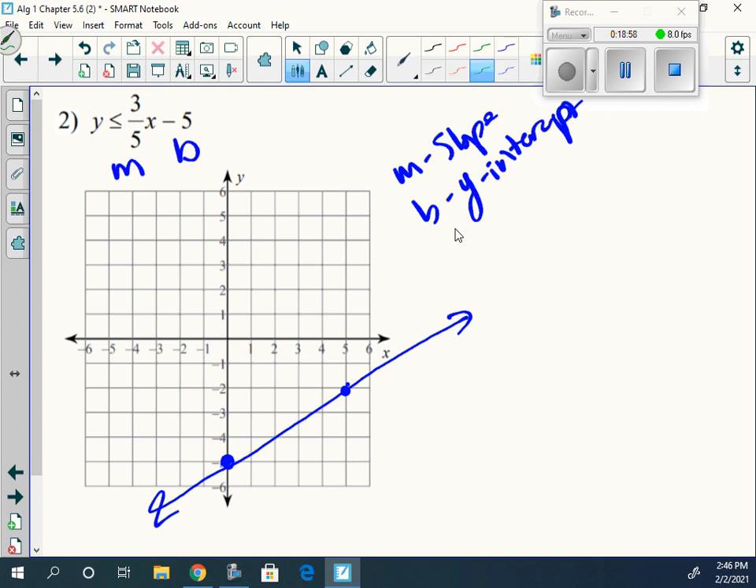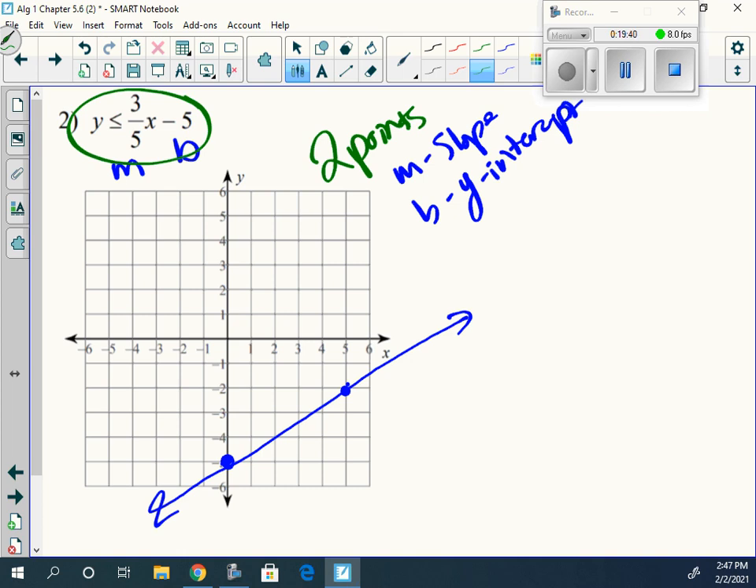Because slope tells us how far it's going to go up or down, left or right. And b gives us the y-intercept where it crosses the y-axis. And whenever we're graphing a line, we always need 2 points. Well, the y-intercept gives me 1 point. And if I can use the slope, rise over run, I can find the second point. So if it's in y equals mx plus b form, I can use the slope and the y-intercept to find the overall graph. Does that make sense?